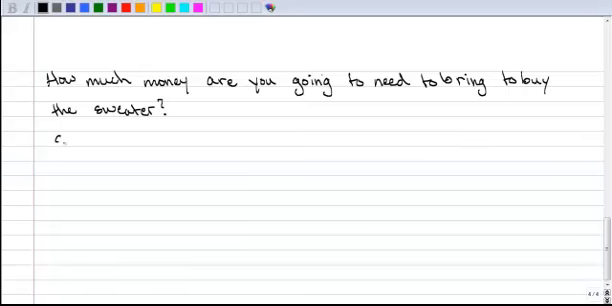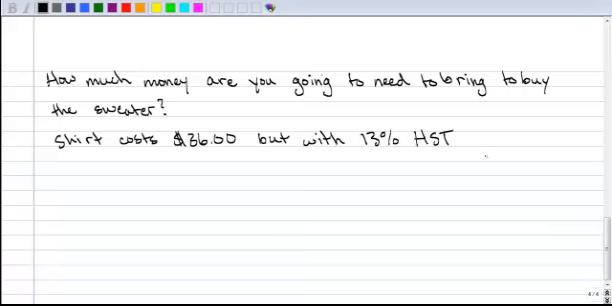So we know the shirt costs $36 after we save our money. But there's that sales tax with 13% HST. So you need to figure out how much the total cost is going to be with that 13% added on. Good luck.